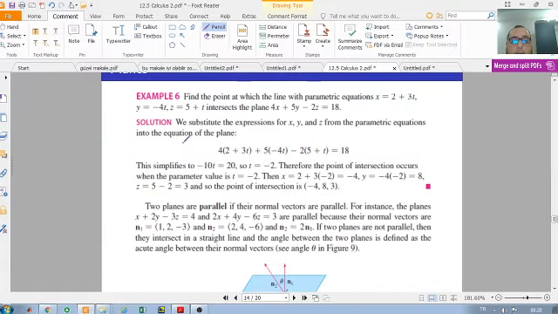Now find the point at which the line with the parametric equations given here intersects the plane. Let's solve this in the next video.